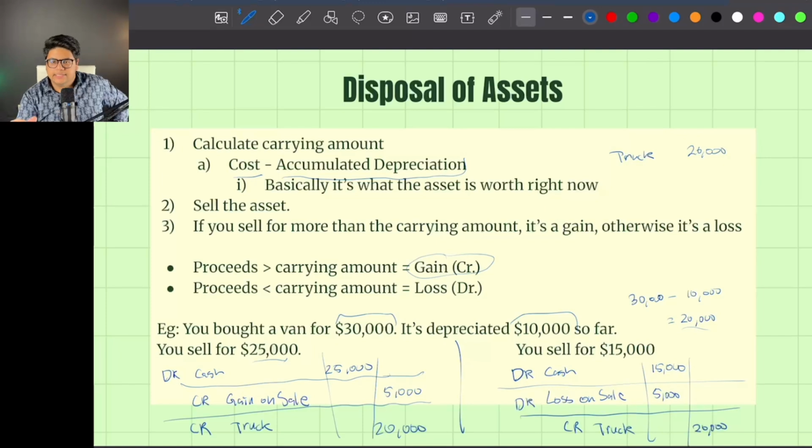Logically, this makes sense because you have something worth 20K. You sell it for 15K. You lost out on $5,000. Therefore, it is a debit and it's a loss on sale.